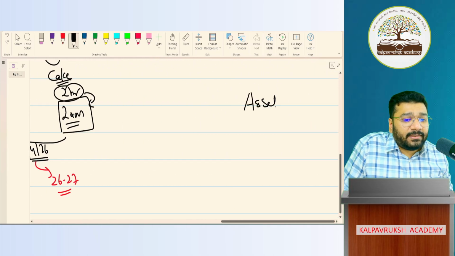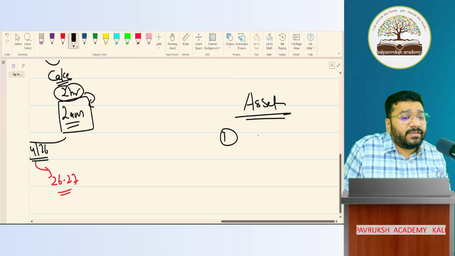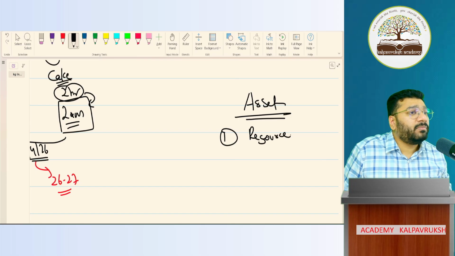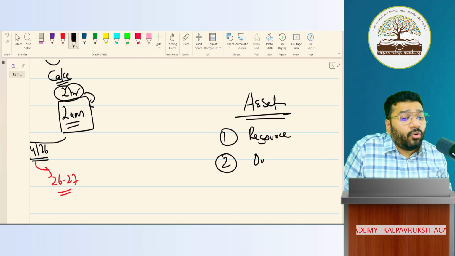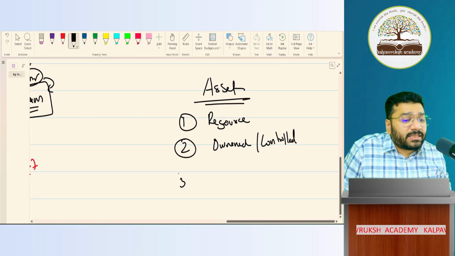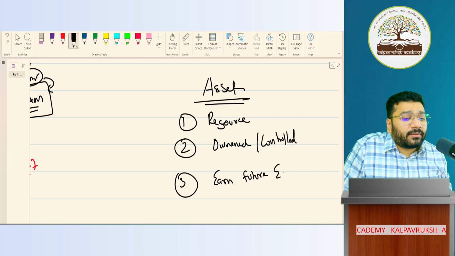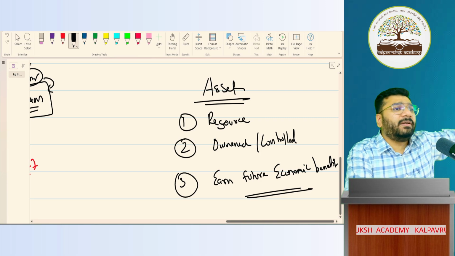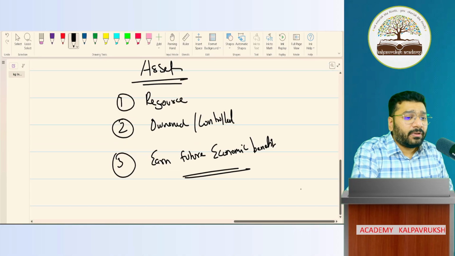For asset, there are 3 conditions. First, there should be a resource. Second, that should be owned or controlled by the entity. And using this, we should earn future economic benefit, profit, whatever it is, all the same only. If the three conditions are satisfied, it is an asset. Got it, not got it?